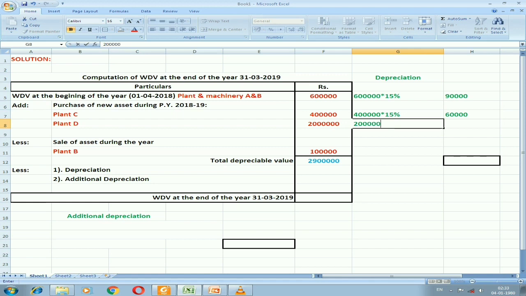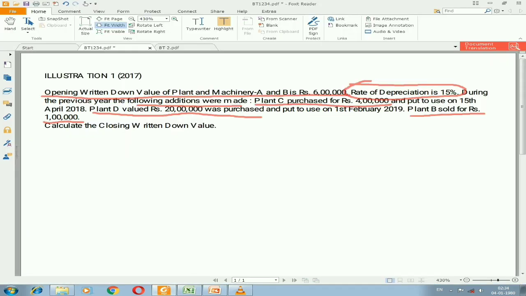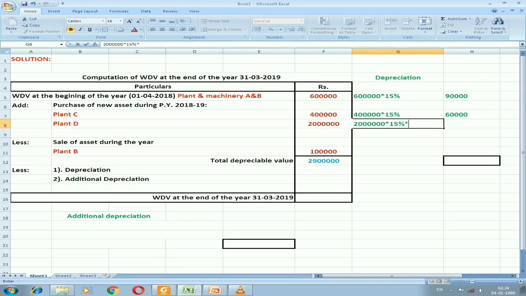For plant D, the amount is 20 lakhs, for which we need to take the 15% rate, as well as one important point, when it is used. You can see in the problem it is used on 1st February 2019. So 1st February 2019 it started being used. From that day onwards up to the previous year end, that is 31/3/2019, if you take, it will be less than 180 days. If it is less than 180 days, it is easy. You need to take half of the rate, which is 50% of the rate. You can take either 7.5%, or you can do 15% and 50%.